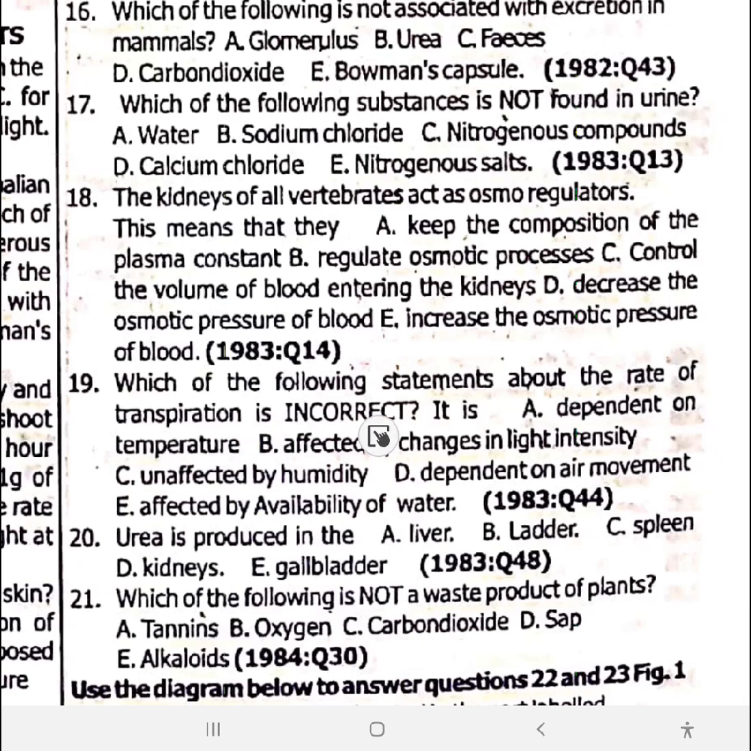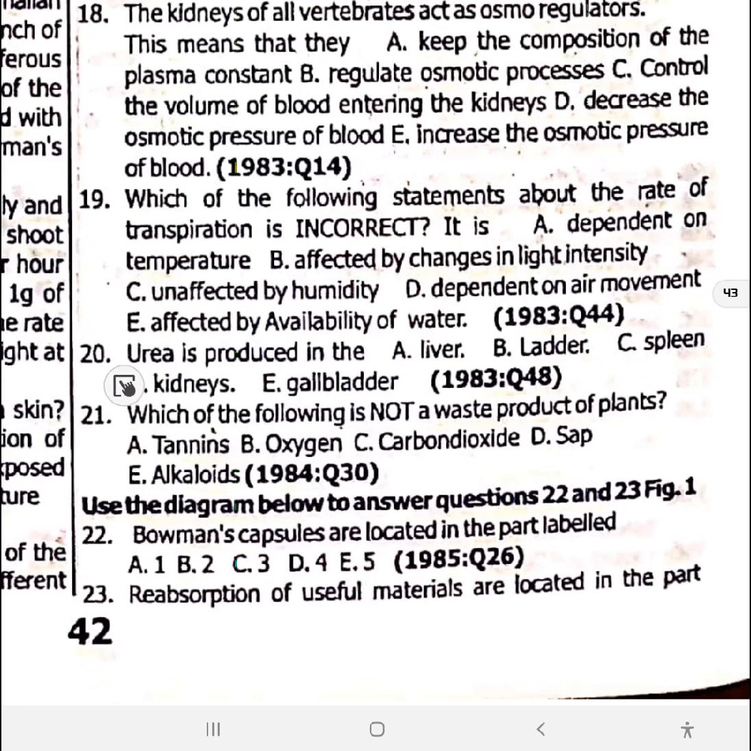Which of the following statements about the rate of transpiration is incorrect? They say it's unaffected by humidity. It's a lie. Transpiration is affected by wind, temperature, and humidity. It's affected by those three.